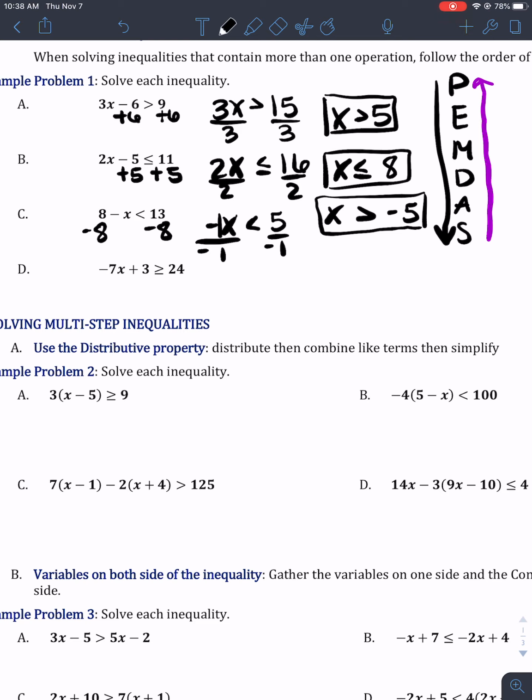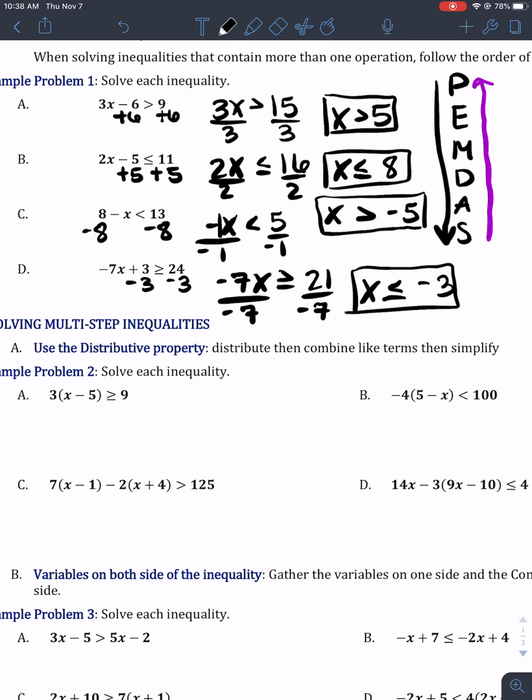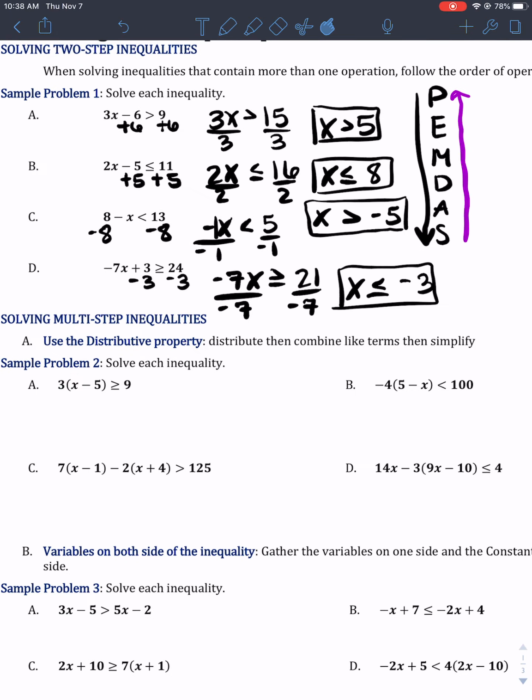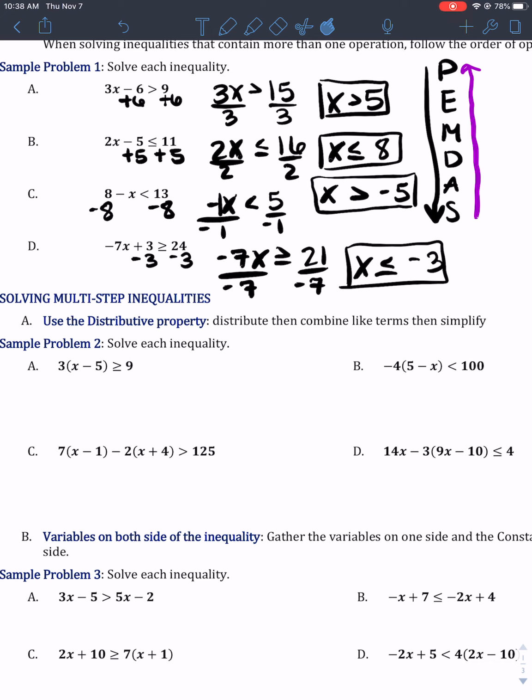So for D, I need to undo the plus 3. So I have negative 7x is greater than or equal to 21. Now I'm going to divide by negative 7. And what do I need to do when I divide by a negative 7? Flip the sign. So I have 21 divided by negative 7 is negative 3. And that is my answer. So that is how you solve two-step inequalities.